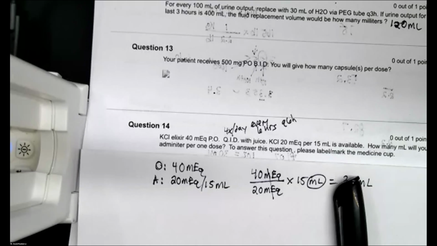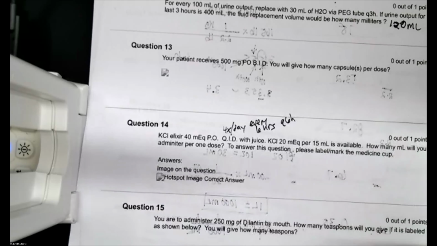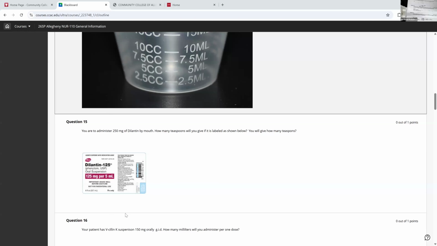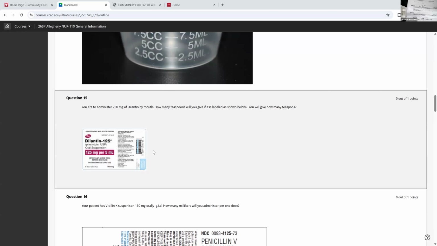Okay, so let's go to the next question. This is another one that has a label. So this is the dilantin question. Let me go back to our share. All right, so for this one, when we're looking at this label, we have a couple of things. First of all, this is our order, 250 milligrams. It just says straight up by mouth.